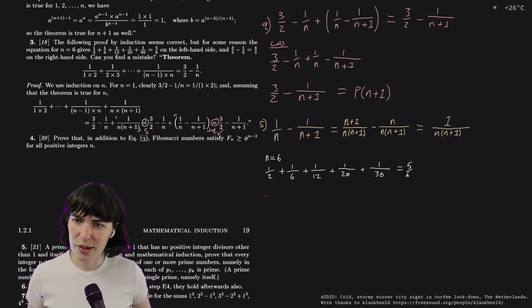And on the right hand side, we've got 3 over 2 minus 1 over 6, which is going to be 4 over 3.